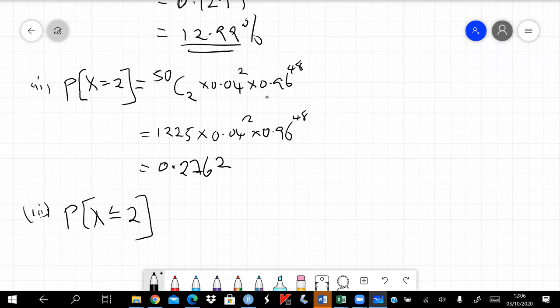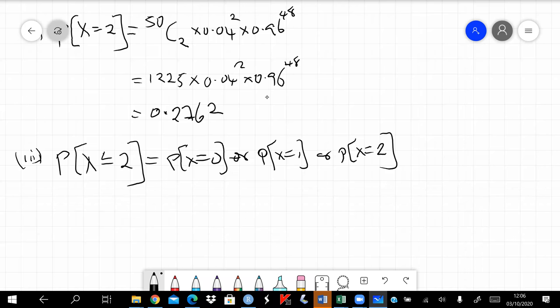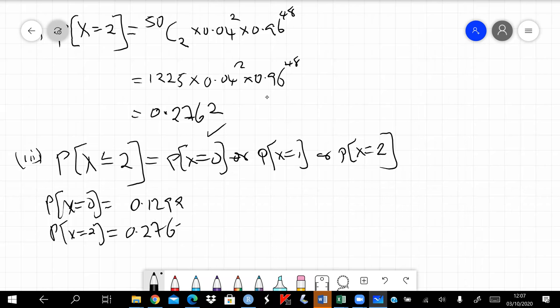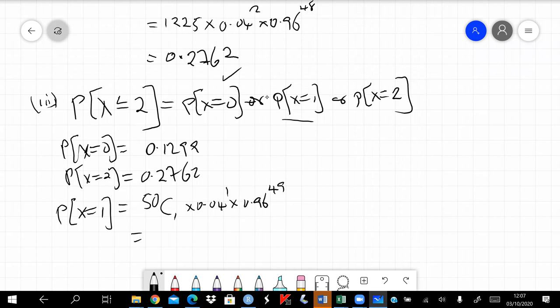When you say X is less than or equal to 2, it means X is taking which values? It's the same as the probability that X is equal to 0, or X is equal to 1, or X is equal to 2. Once you simplify it like that, you just need to compute the individual probabilities. We already have X equal to 0, and X equal to 2, which is 0.2762. So we need to calculate the probability that X is equal to 1: 50 choose 1, times 0.04 to the power 1, times 0.96 to the power 49. For someone to give us the final answer.